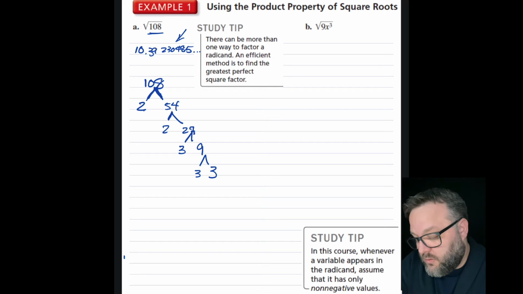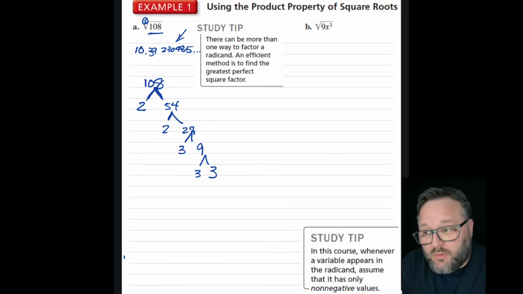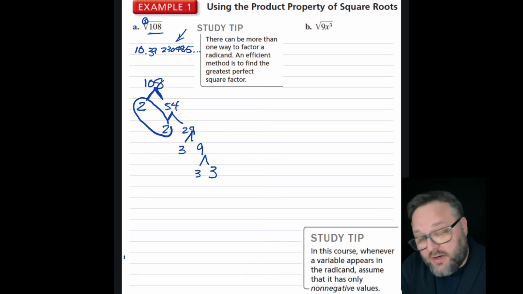Okay, so what's happening here is if there isn't a number written in our root, then it's an invisible 2. And that's what square root has always meant, 2. Well, that 2 tells us find pairs, pairs of the same number. Here's a pair of 2's. Here's a pair of 3's.